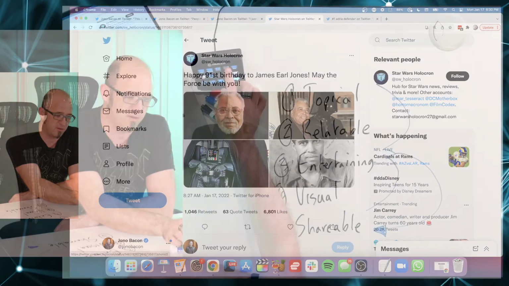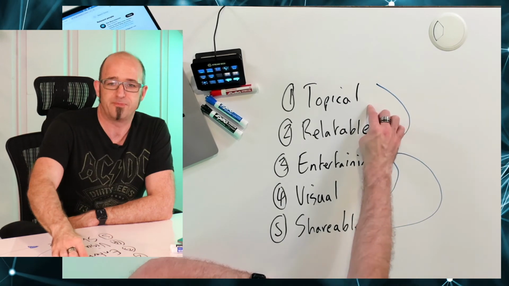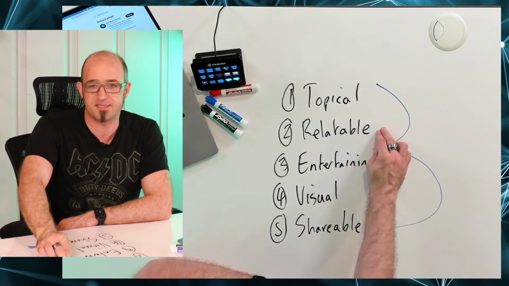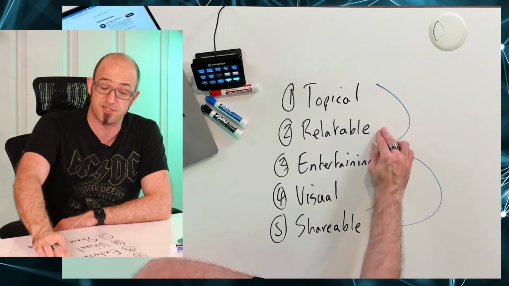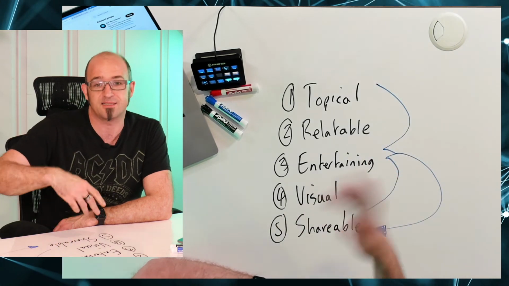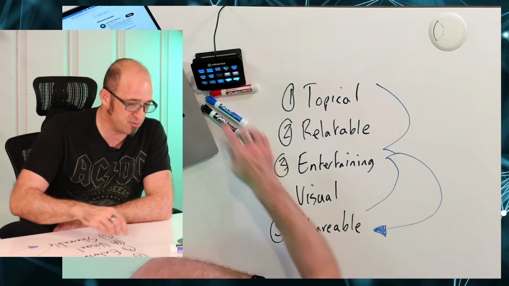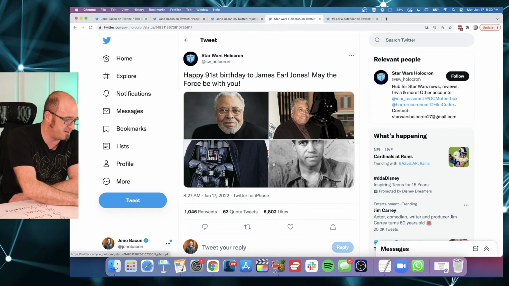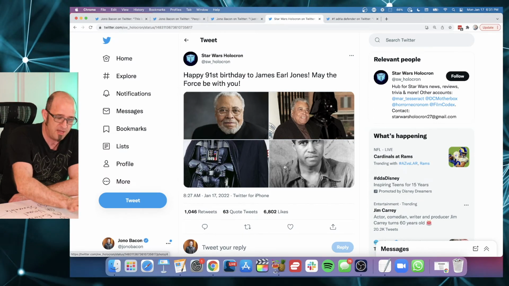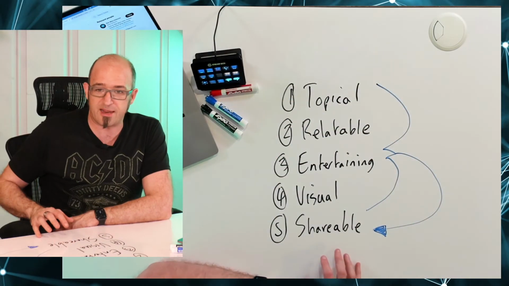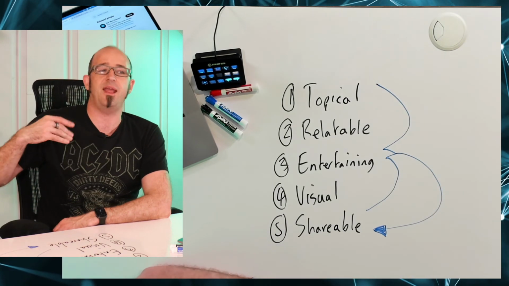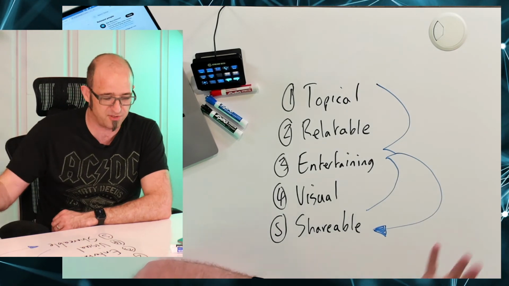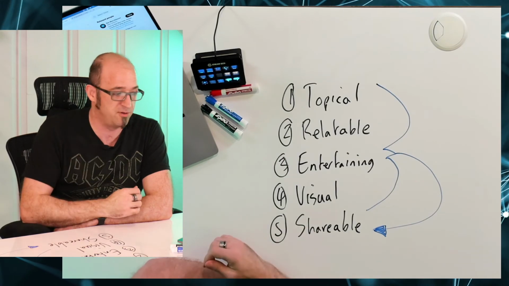So this is going back to the list. It's clearly topical. Okay, it's relatable because people like him as an actor. They know him in lots of different movies, not just Star Wars. It's entertaining because it's about an actor. It's visual because we've got all of these different images in here of James Earl Jones. And because of that, it's inherently shareable because you'll be able to say, hey, isn't it cool that it's James Earl Jones's birthday? Because most people probably don't know that.